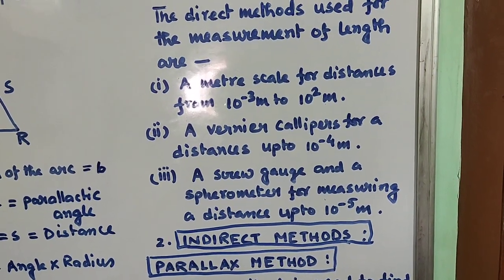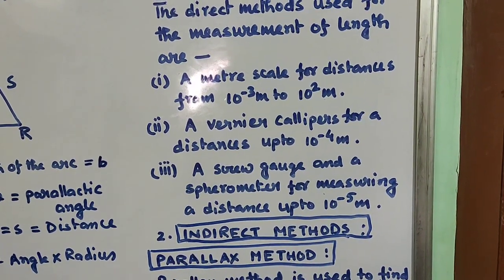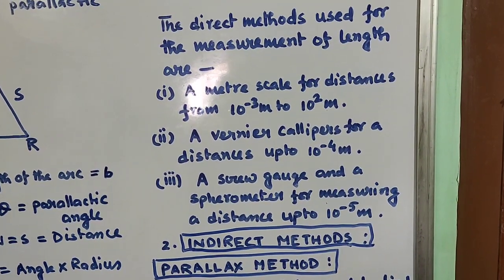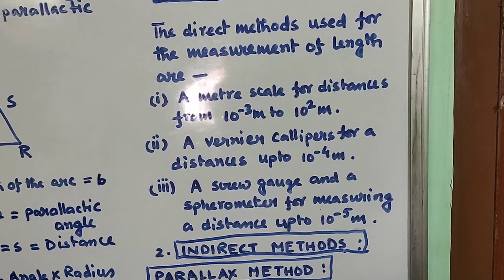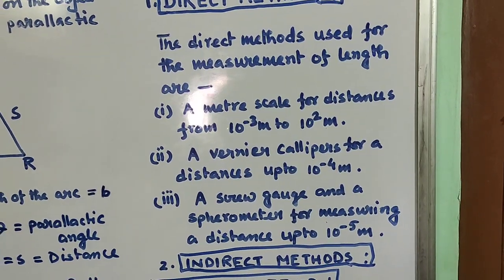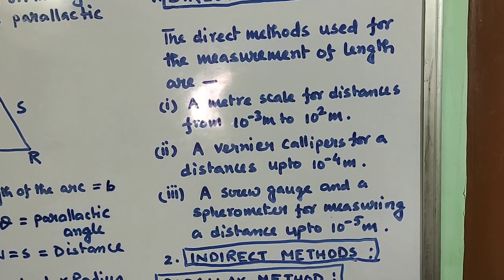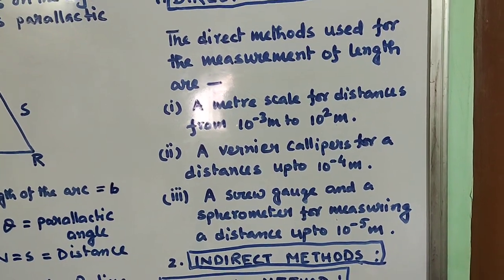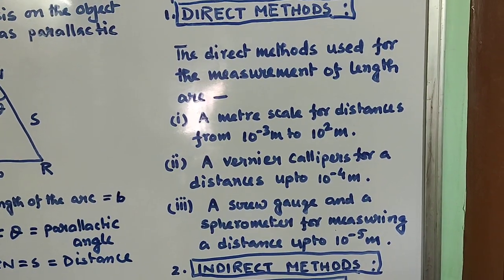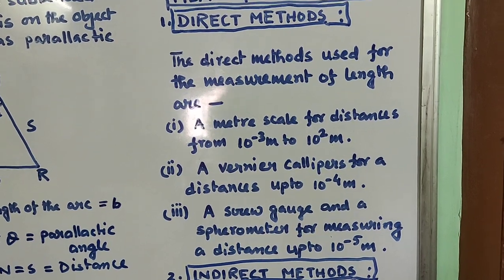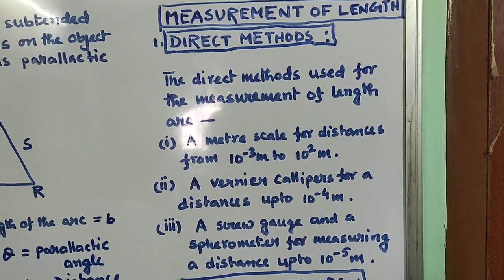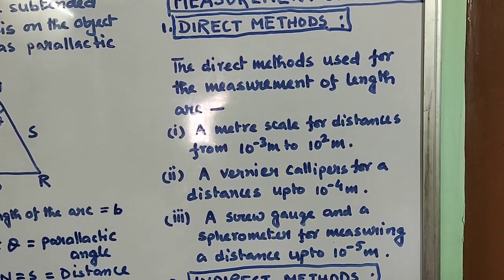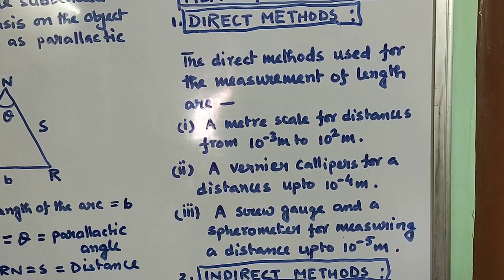Now apart from this there are a few instruments. One is the screw gauge. A screw gauge and a spirometer are used for measuring a distance up to 10 to the power minus 5 meter. More you will get in practical class. A screw gauge is basically used to measure the thickness of a wire, and a spirometer is basically used to measure the curvature of a spherical surface. We will get more details about these instruments in your practical class, but these are the instruments which you can use directly to measure the length. So this is the direct method.